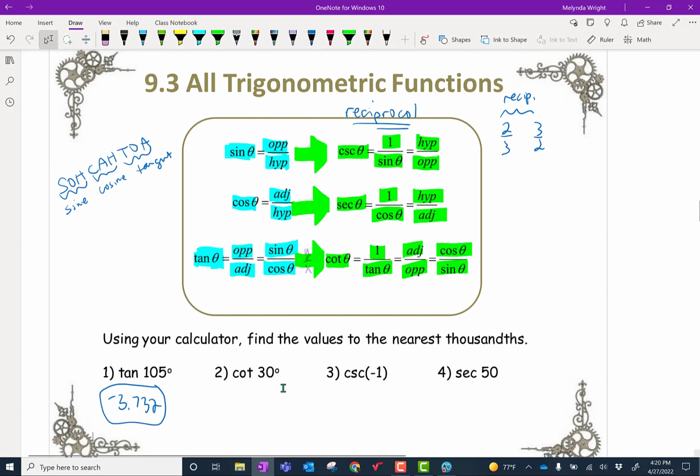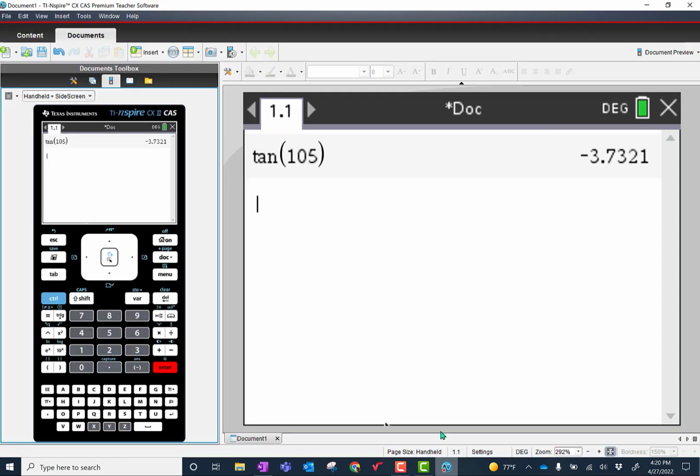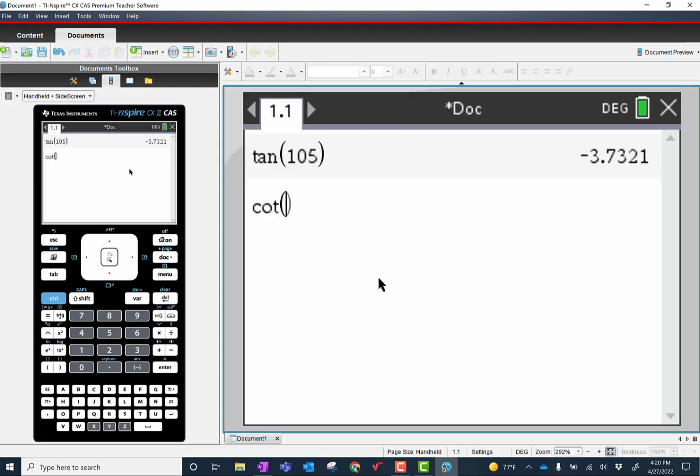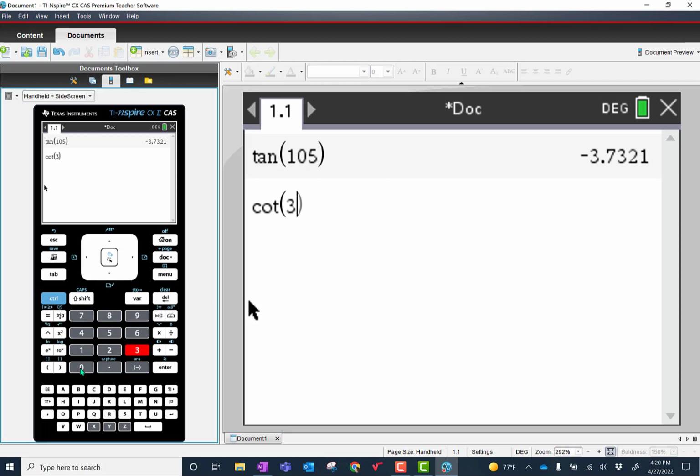Okay, now let's go to cotangent. We want cotangent of 30 degrees. Now that is a unit circle value. You could do that by hand, but we're going to get some calculator practice in. So let's go over here. We're still in degrees. We pull our trig menu down. We want cotangent of 30 degrees. We still are in degrees, so we're good. Remember, we're going to hit Control Enter to get the decimal. So 1.732.